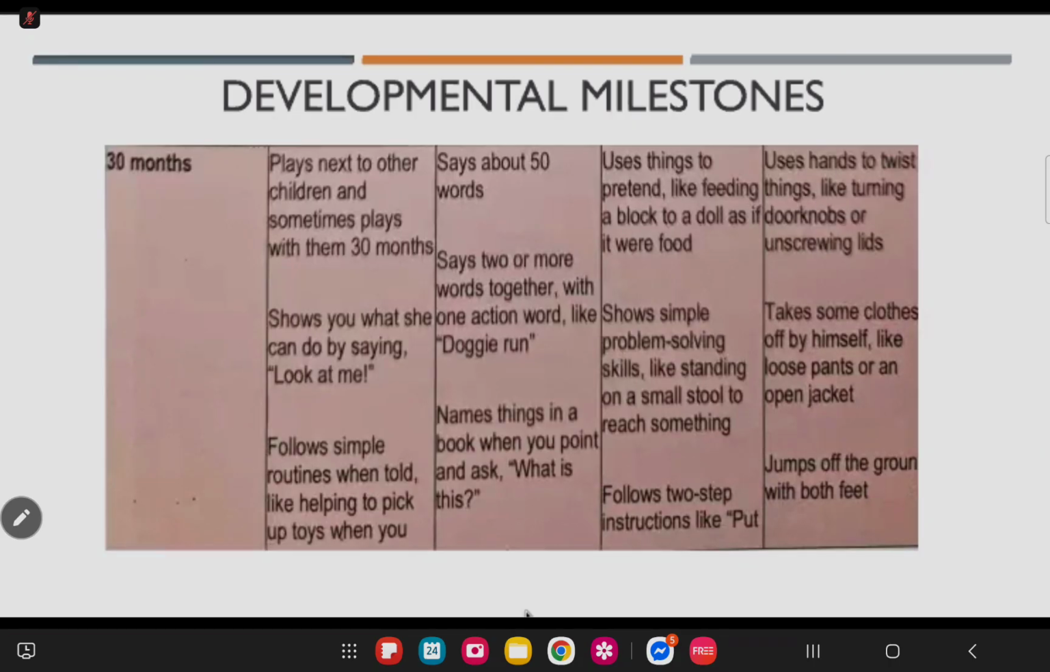And their words are about 50 words. From 10 words at 18 months, at 30 months it should be about 50 words. And they also combine those words to make simple sentences like, doggy run, or the cat is climbing, like that. Okay.